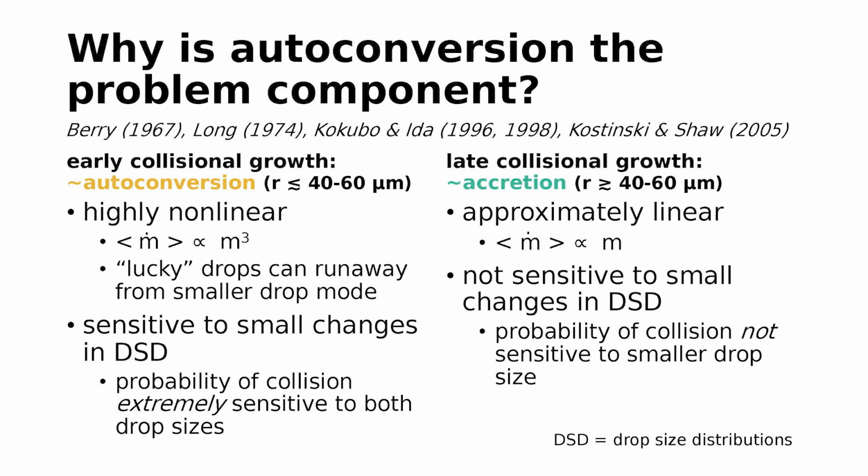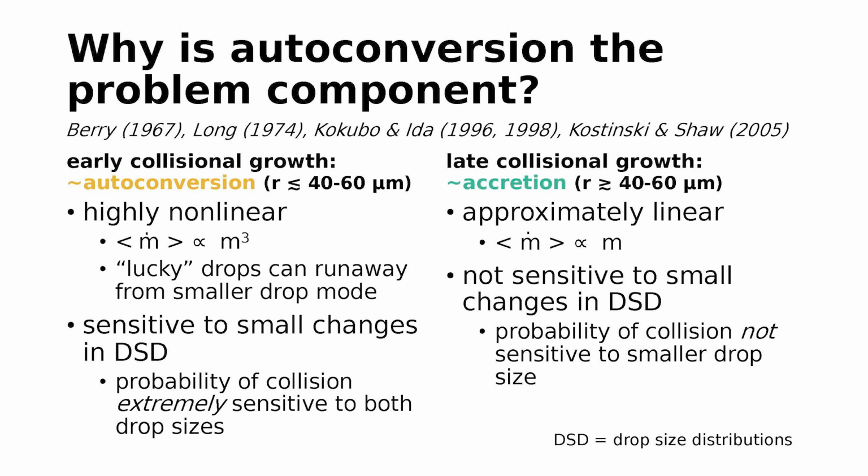This process is highly nonlinear, and we can see that by how the average drop mass rate of change with time is scaling. What happens is we can see lucky drops can run away from the smaller drop mode, and this growth is really sensitive to very small changes in the drop size distribution, which we are not capturing in our simplified parameterizations, and the probability of collision is extremely sensitive to both drops involved in the collision.